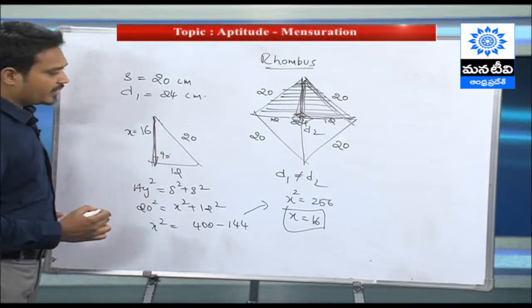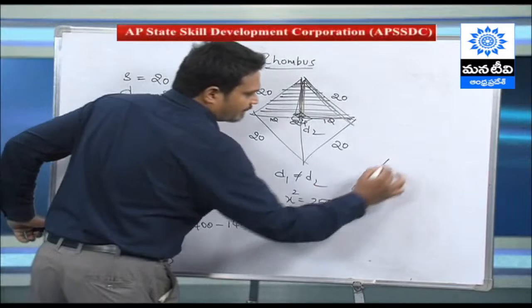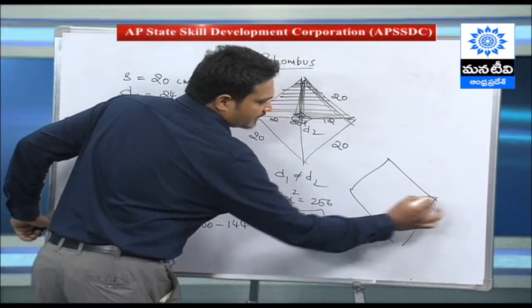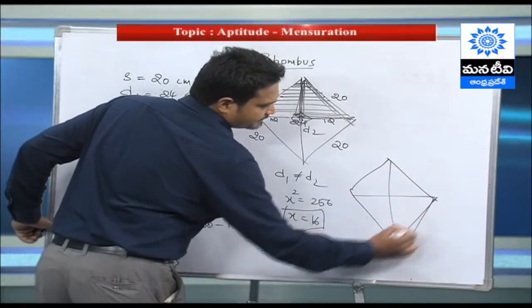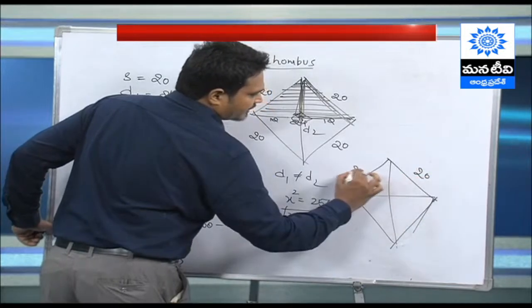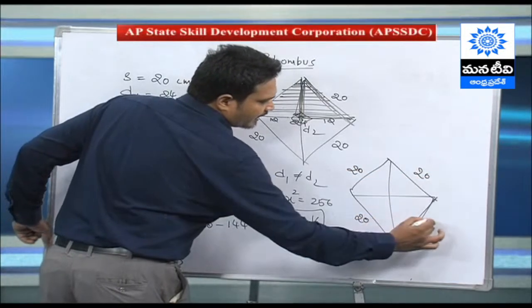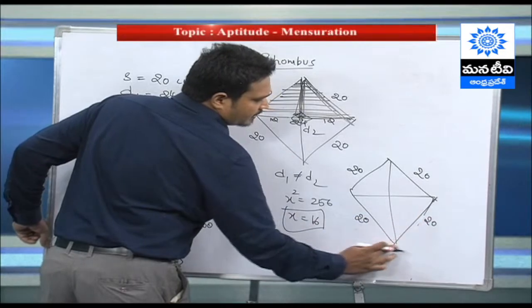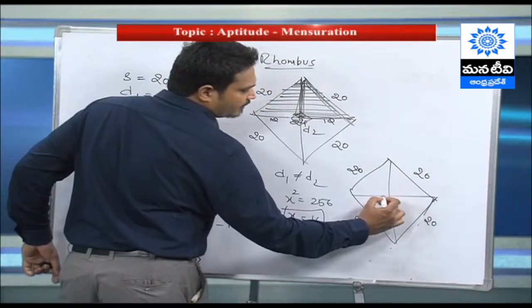Now I'm going to reconstruct the rhombus once again with the help of this. Now observe this here, and we know that this is 20, and this is 20, and this is 20, and this is 20.